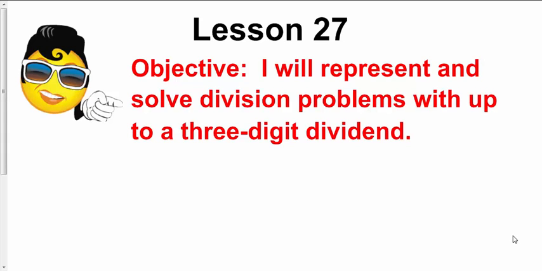I will represent and solve division problems with up to a 3-digit dividend. So today we're going to talk about dividing again. We're going to represent it using a place value chart, and then we're also going to solve the division problems using long division, or the standard algorithm. It means the same thing.